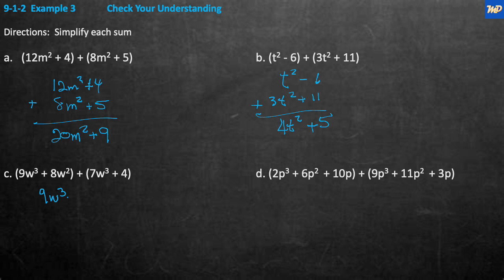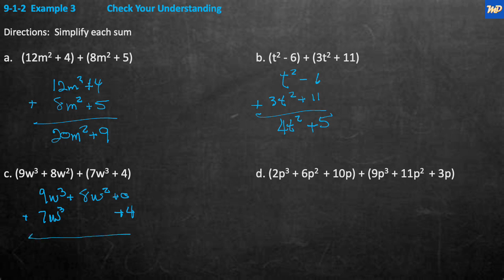Let's do this one here: 9w cubed plus 7w, where is the other term? Plus 8w squared, and this is plus 7w cubed plus, look at this, we're going to slide way down here. We have to put the 4 down here because there's a plus 0 up on this one. There's no constant term. So we have a cubic, a square, and then a constant. Now we have no w squared. Do we have two w squareds? No, we do not. All we have is w cubed and the other term. So we line these up this way.